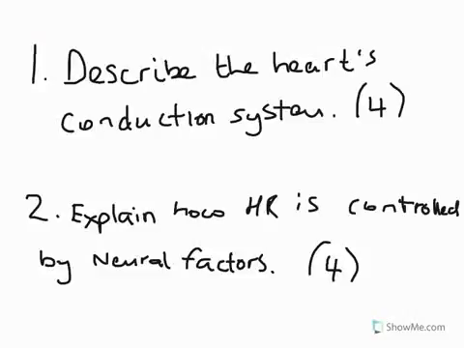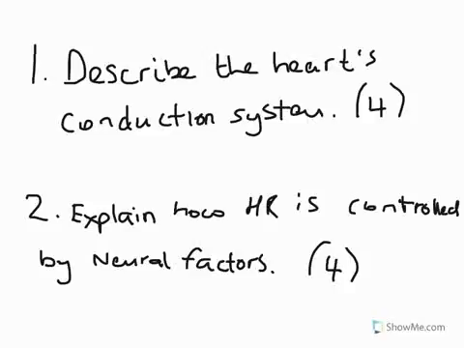So I've now added to this session 2 questions that you can consider answering. First of all, describe the heart conduction system. Really simple. 4 marks. I'll explain what I want from that in a moment. And secondly, explain how heart rate is controlled by neural factors. So give yourself 5 minutes and answer those. And when you're ready, press pause now. When you're ready, press play again. I'll explain the answers.